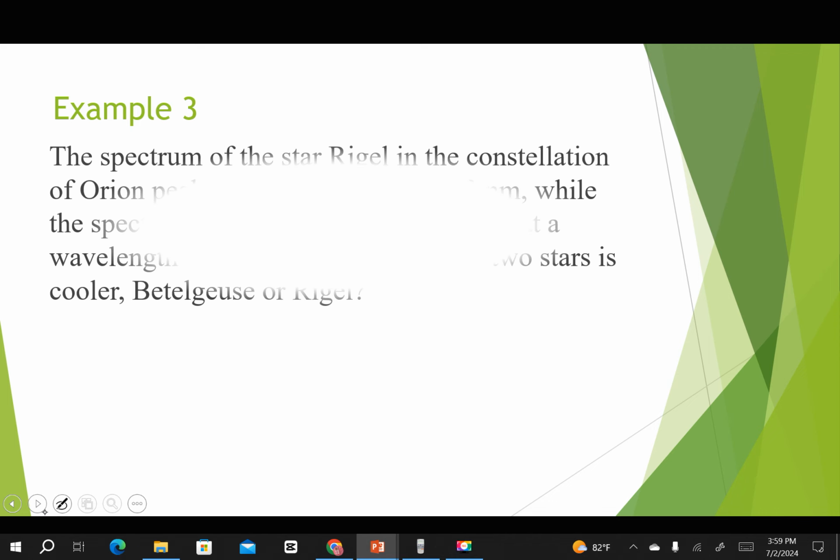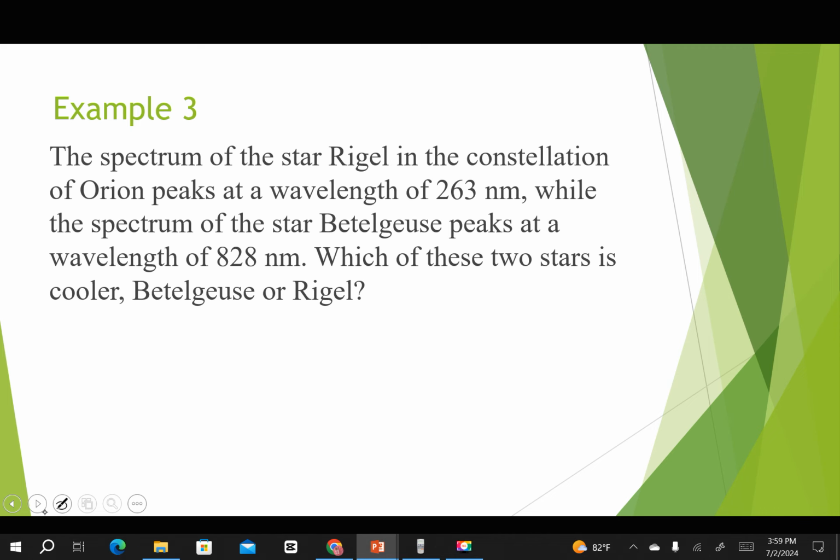The spectrum of the star Rigel in the constellation of Orion. Of course, we know what a constellation is. That is a pattern of stars in the night sky. The spectrum of the star Rigel in the constellation of Orion peaks at a wavelength of 263 nanometers. So that is the wavelength at which maximum intensity occurs. While the spectrum of the star Betelgeuse peaks at a wavelength of 828 nanometers.